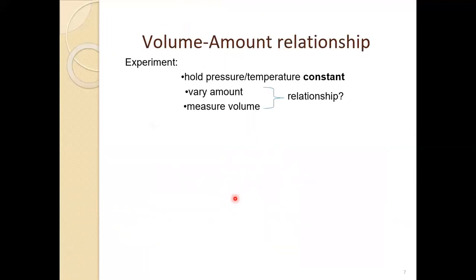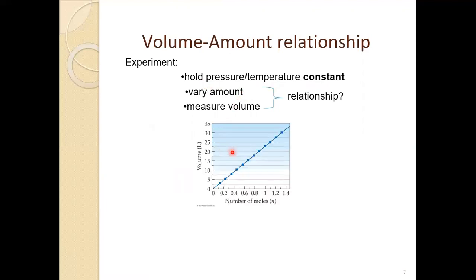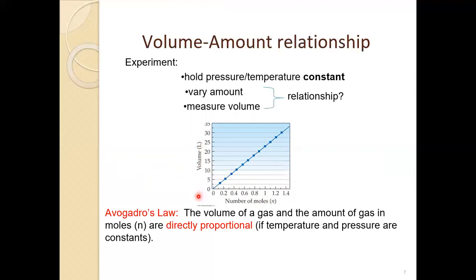And finally, the last relationship we'll look at in this lesson is the volume and amount relationship, where we would hold pressure and temperature constant, we would vary the amount, and then we would measure the volume. And what we find is that as the number of moles increased, the volume would also increase. Or as the number of moles decreased, the volume would also decrease. And this is summarized in what's known as Avogadro's law, which says that the volume of a gas and the amount of gas are directly proportional to each other, assuming once again that the temperature and pressure, those other properties of gas, remain constant.